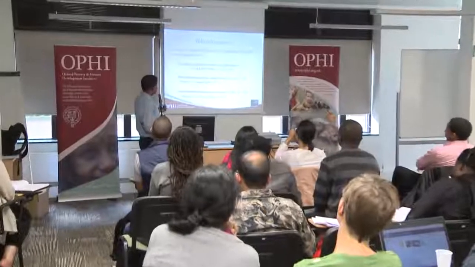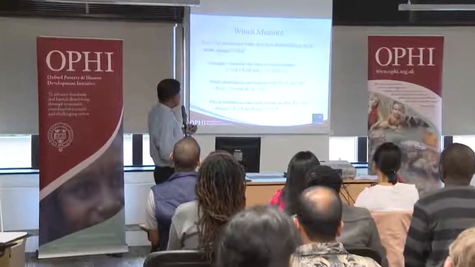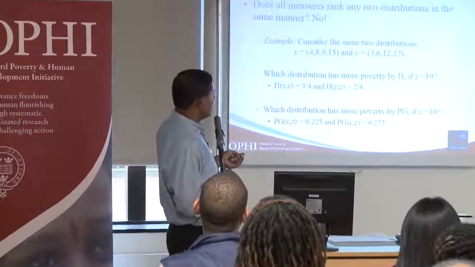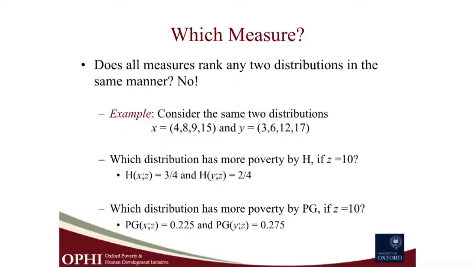Similarly, consider the same two distributions. Which distribution has more poverty by headcount if z equals 10? Of course, we have seen this. Now, which distribution has more poverty by poverty gap when z equals 10? You see, this is reversed again. Here, x has higher poverty, here y has higher poverty. So arbitrariness can come from both sources: the choice of poverty measure and the choice of poverty line.